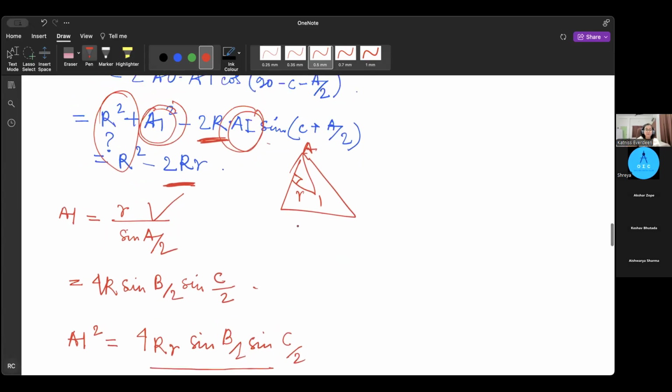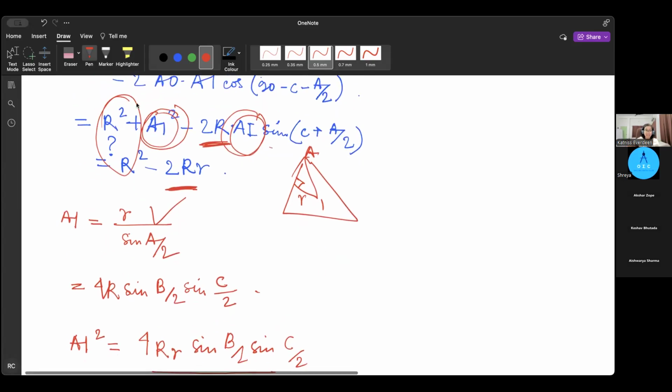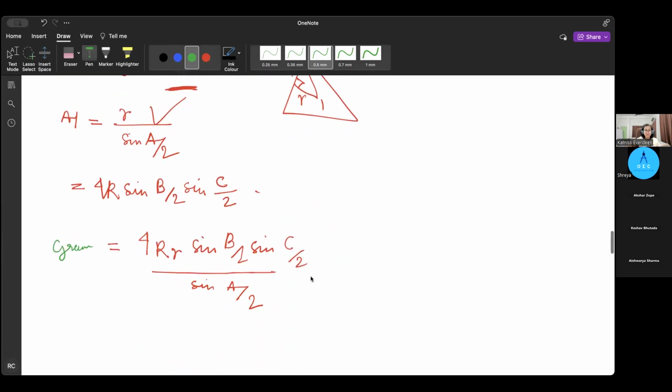Okay, so we are not trying to find out AI square at this point. Let me just do colors. So let's find out this entire thing because that is going to be very convenient. So this green is equal to this thing minus 2RR sine A by 2 plus C by sine A by 2. Do you see why that happens?